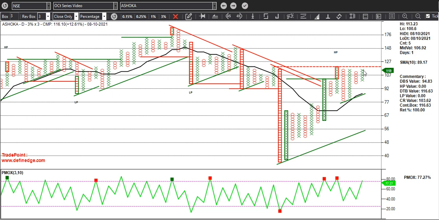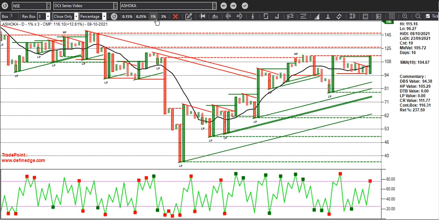The only issue I see here is that it is not affordable, because the DBS is at 95 rupees, and we are talking about entering at 120. So more or less it's more than 25%.